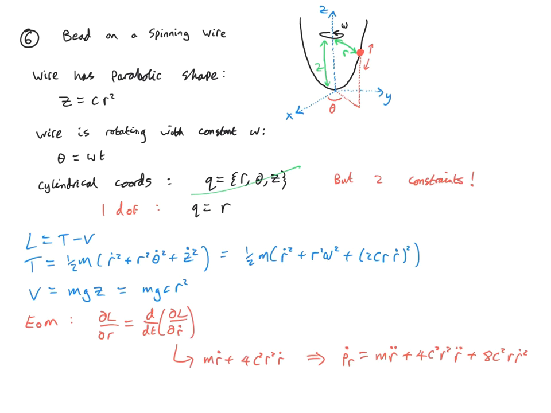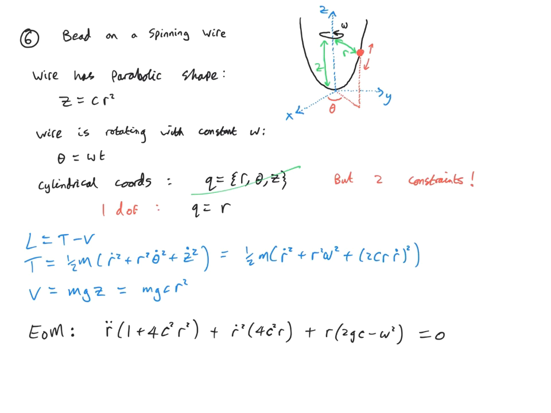We're not quite there yet because we need to work out this first term, partial dL by dr. That's not so difficult, but we still need to go ahead and do it. That gives us m lots of 4 c squared r dot squared plus r omega squared minus 2g c r. So we actually have everything we need here in our equation of motion. So let's just tidy this up and cancel a few terms and see what we get.